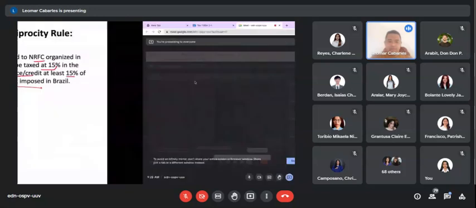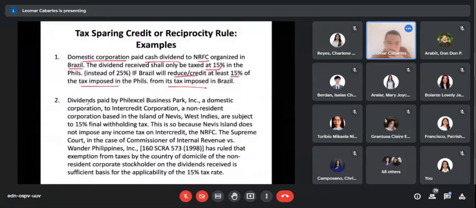Okay? The other example, so that you'll appreciate, so nagbayad ng dividend itong PhilExcel Business Park. No? It's a domestic corporation to Intercredit Corporation, a non-resident foreign corp. Okay? So subject lang daw siya to 15%. So bakit 15% lang? Dahil daw, ang country na to, Nevis Island, no? Hindi naman siya nag-i-impose ng income tax dun sa dividend na yun. Okay? And this was already decided by the Supreme Court. No? So nag-rule na ang Supreme Court dyan na the exemption ng country na yun is sufficient basis for the applicability of the 15% tax rate.